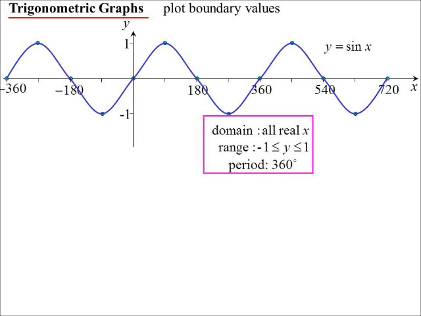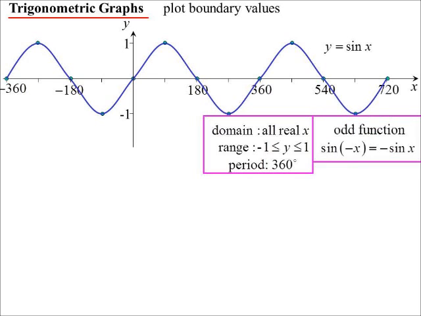Now, let's have a look at some of the interesting features we've been talking about. Domain, that curve would keep going in both directions. All real x, you can find the sine of any number. The range, however, will only get answers between -1 and 1. And it has what we call a period. Trig graphs have a period. How long does it take for the curve to repeat? It takes 360 degrees for this curve to repeat.